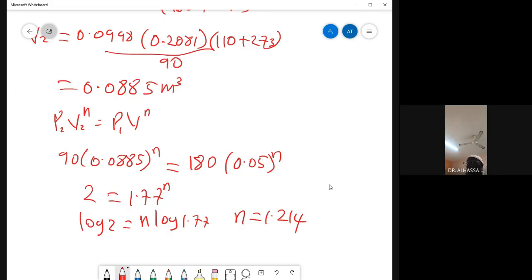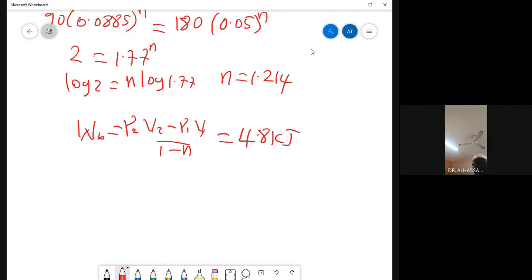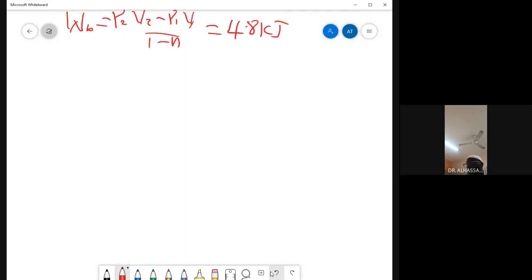So from here we can determine the boundary work. Boundary work WB equals (P2 V2 minus P1 V1) over (1 minus n). So this gives us 4.8 kilojoules. Okay, so that is it for this question as well. And let's move on to the next question.